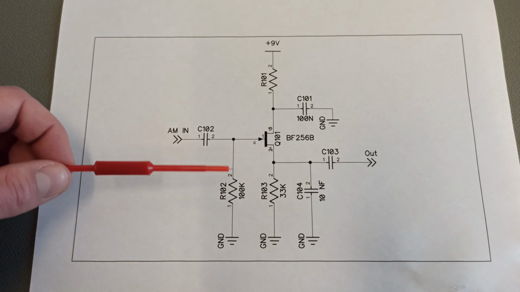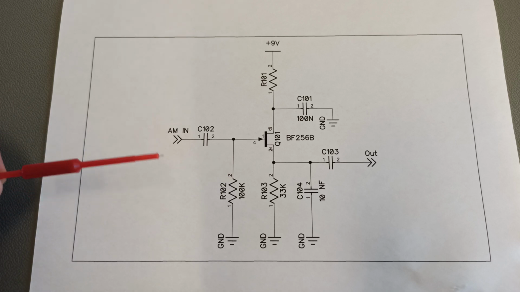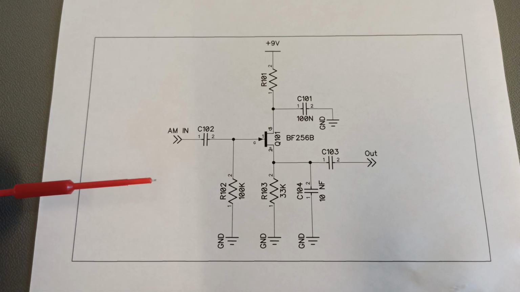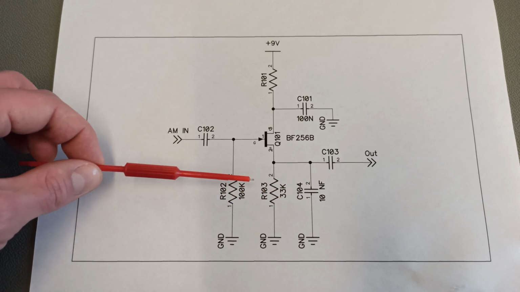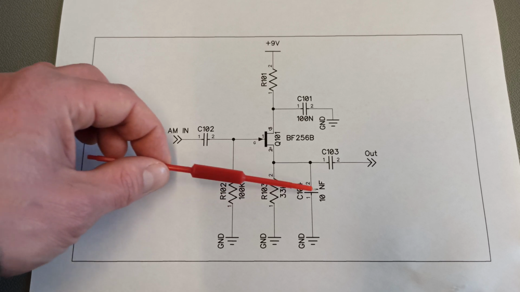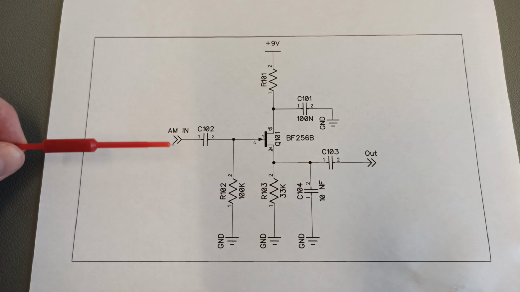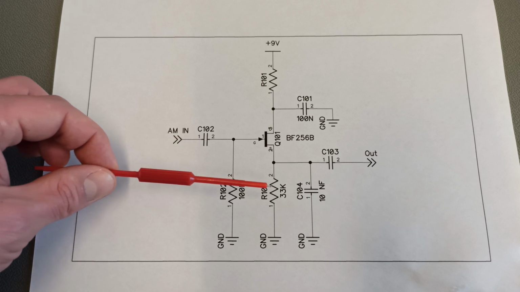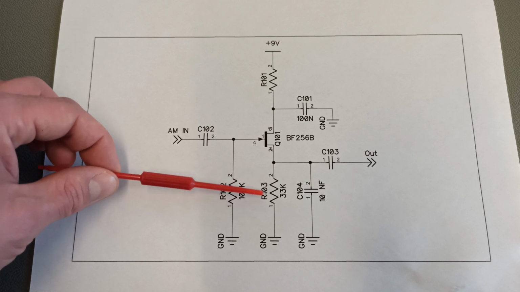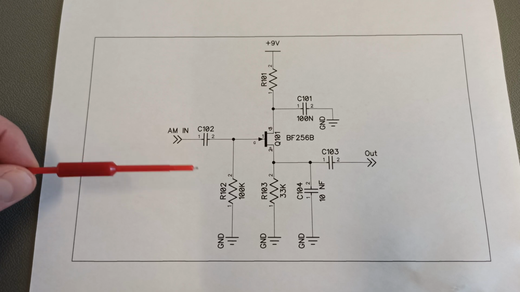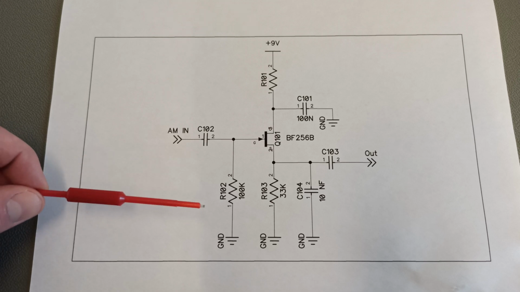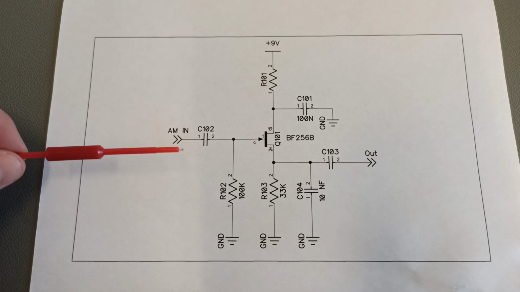I selected R103 to be 33 kilo ohms, which seems to be about right for the BF256B, and C104 to be 10 nanofarads. The component values I determined simply by experimentation. However, there appears to be some guidance in the literature. For instance, the RC time constant, so basically this value times this value, should be at least 3 times higher than the period of the lowest carrier frequency.